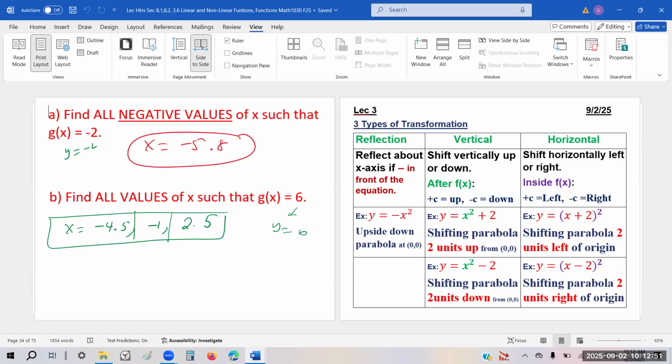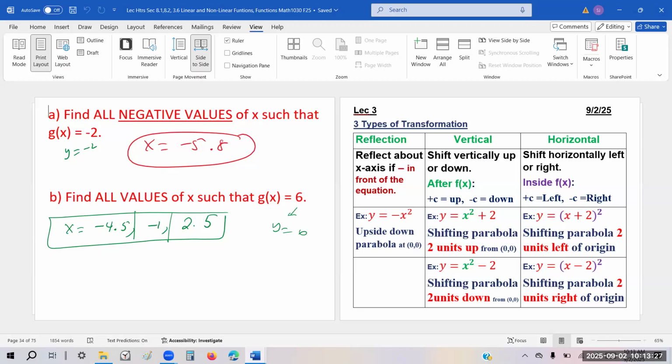The second type is vertical shifting. It means you are moving either upward or downward. How do you know when to do that? When you see the original function, and then you have a number plus or a number minus. The original function plus some number means you take the original graph and move it upward. But if you have the original function minus a number, you're taking the original graph and shifting it downward.